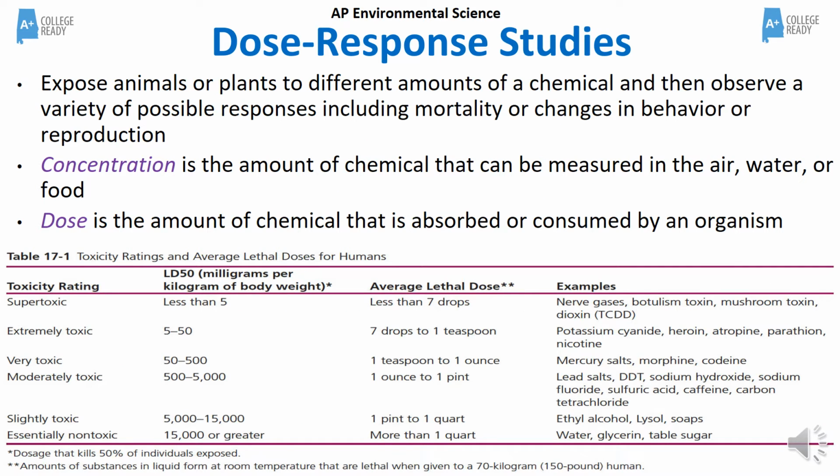Dose-response studies expose animals or plants to different amounts of a chemical and then observe a variety of possible responses, including mortality or changes in behavior or reproduction. Concentration is the amount of chemical that can be measured in the air, water, or food, whereas dose is the amount of chemical that is absorbed or consumed by an organism.